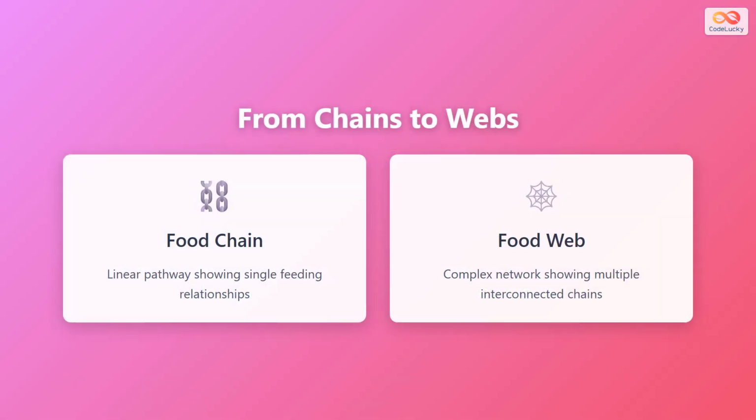Let's start by understanding the difference between food chains and food webs. A food chain is a linear pathway that shows a single feeding relationship, like grass being eaten by a rabbit, which is then eaten by a fox. However, in nature, feeding relationships are far more complex. A food web is a network that shows multiple interconnected food chains. It reveals that organisms don't just eat one thing, and they aren't just eaten by one predator. This complexity is what makes ecosystems function.